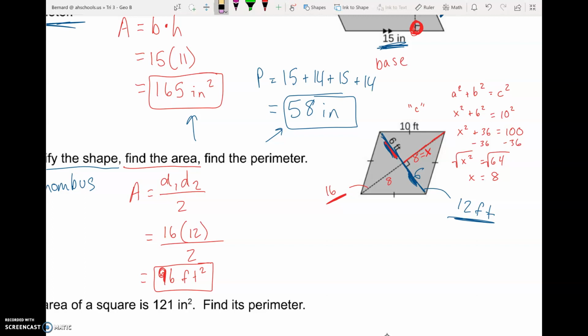I'm sorry, that's just a terrible math. I've got to do better than that. 96 feet squared.